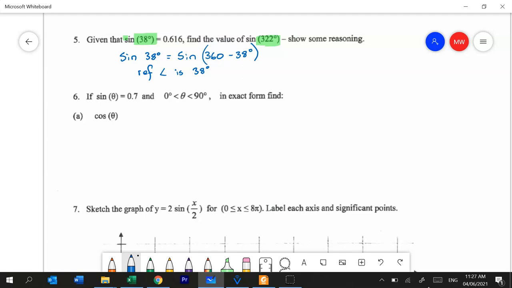So that means that the answer to this is going to be, sine 322 is going to be 0.616. We just have to work out whether it's going to be positive or negative in its answer. Very similar to questions 3 and 4, so let's draw a CAST diagram.